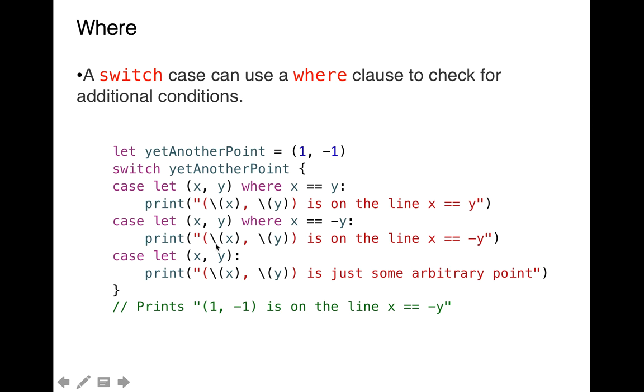The last case is for any other cases. If they don't satisfy these two cases, we can print out, for example, 0, 1. That means we print out 0, 1. It's just some arbitrary point. So that's the where clause.